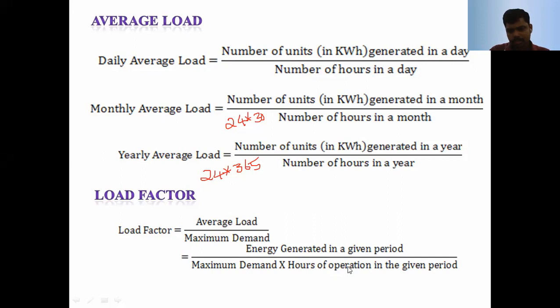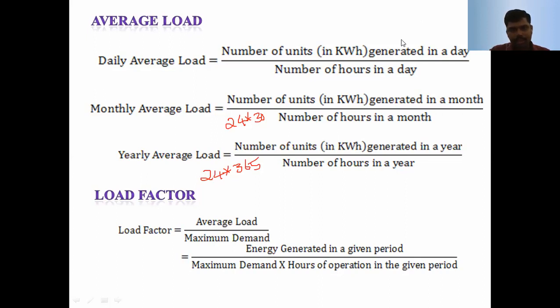Annual load factor means the energy generated in a year divided by the product of the maximum demand on the power plant and the hours of operation in that period. Annual means 24 hours per day into 365 days. The load factor is always less than the maximum demand, because the maximum demand is the higher value and the average load is the minimum value.